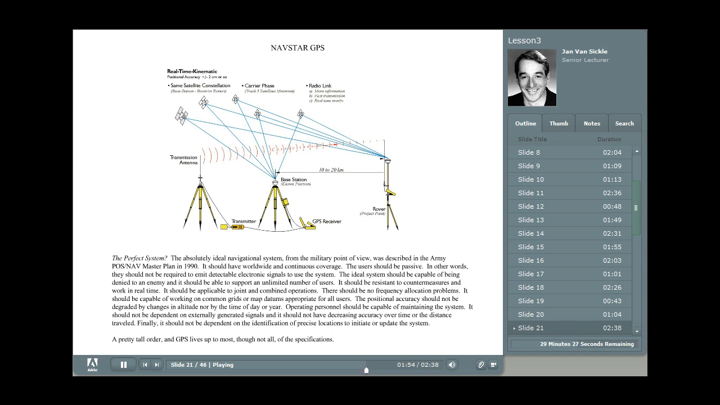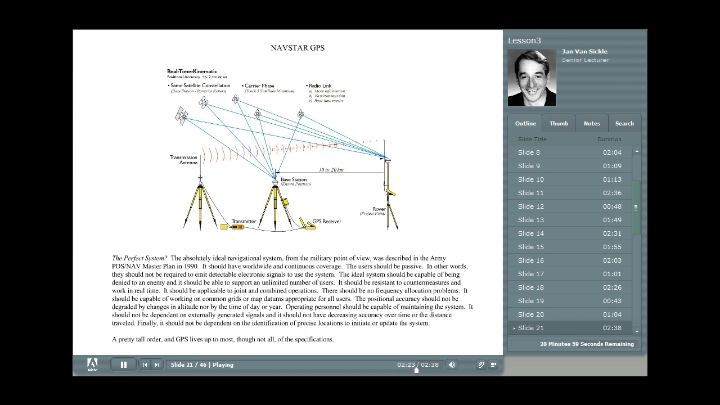The positional accuracy should not be degraded by changes in altitude, nor by the time of day or year. Yes, GPS works well at the top of the mountain and down in the valley, well, except for multipath to some degree. And operating personnel should be capable of maintaining the system. It should not be dependent on externally generated signals. Of course, that's true. The signals come directly from the satellites.